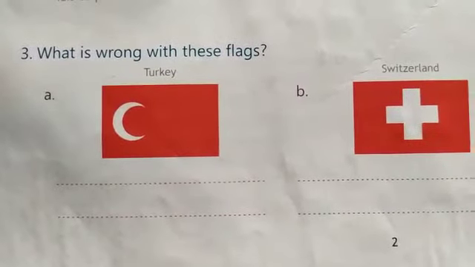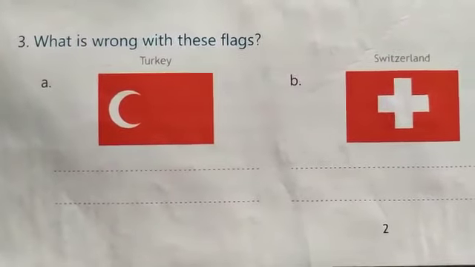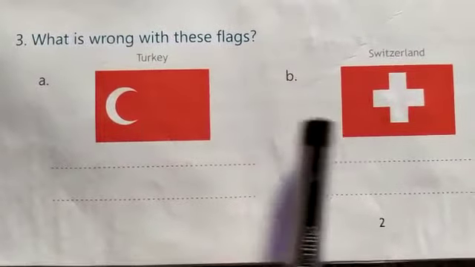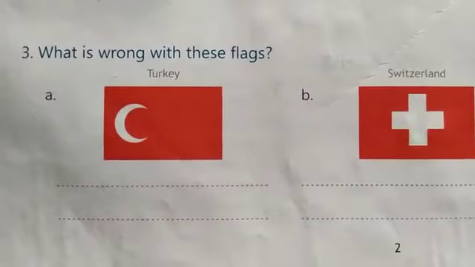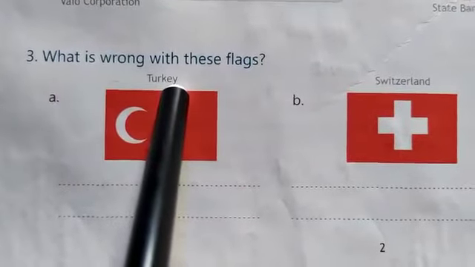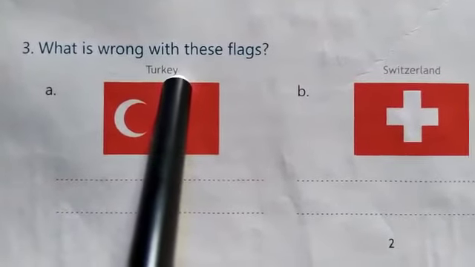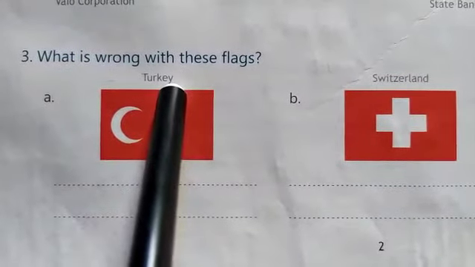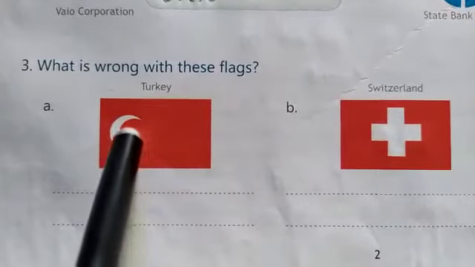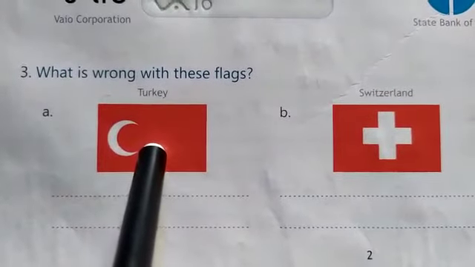Question number 3 is, what is wrong with these flags? A few flags have been shown here. You have to find out if there is any error or mistake in these. Here in A part, this is the flag of Turkey. If you have seen it earlier, the error here is that there is a star with the moon symbol. So you will write the answer as, the star is missing from the Turkish flag.